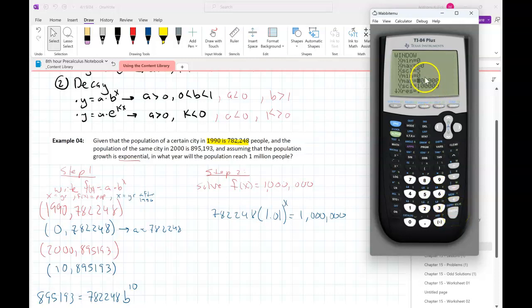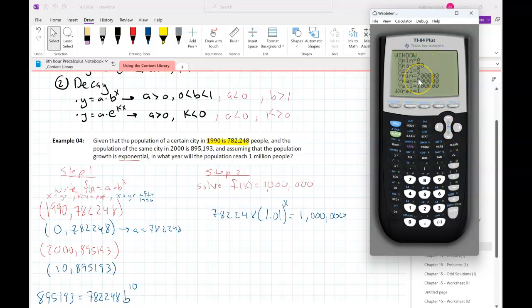All right. The Y minimum, what's the smallest Y value that I know my model's going to ever take? $782,248, right? This population is growing over time. The initial population is going to be the smallest it ever gets. Now, I'm not going to type that in because that's an annoying number. I'm just going to type in like 700,000. Is everybody okay with that reasoning?